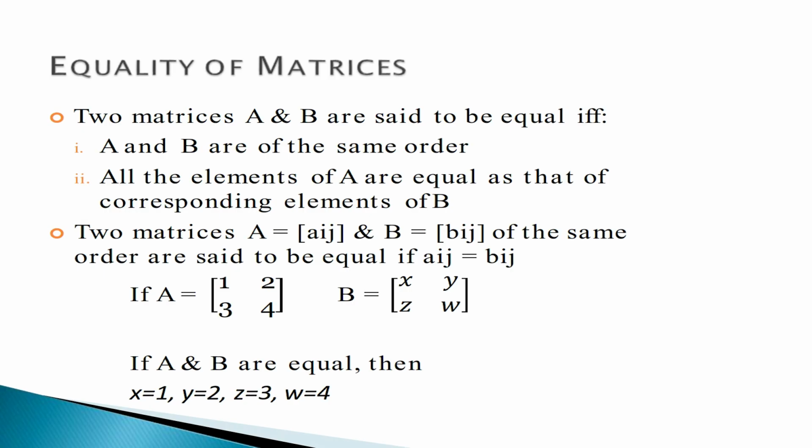Here is an example of two matrices. Suppose A is a matrix 1, 2, 3, 4 and B is a matrix x, y, z, w. These two matrices are equal. A is a matrix of order 2 cross 2 and B is also a matrix of order 2 cross 2. Then A equal to B means x is equal to 1, y is equal to 2, z is equal to 3 and w is equal to 4.